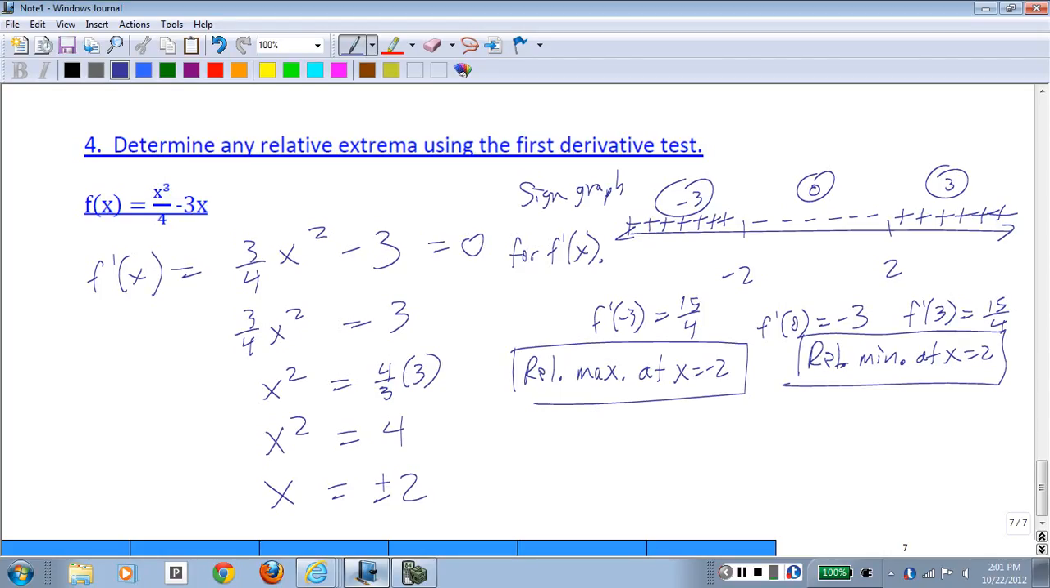Yes, so f has a relative maximum at x equals -2, and f has a relative minimum at x equals +2. Okay.